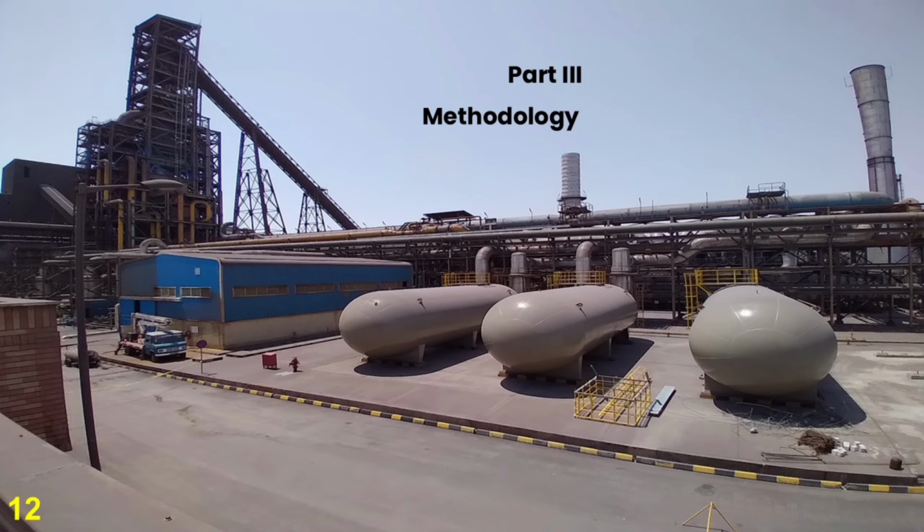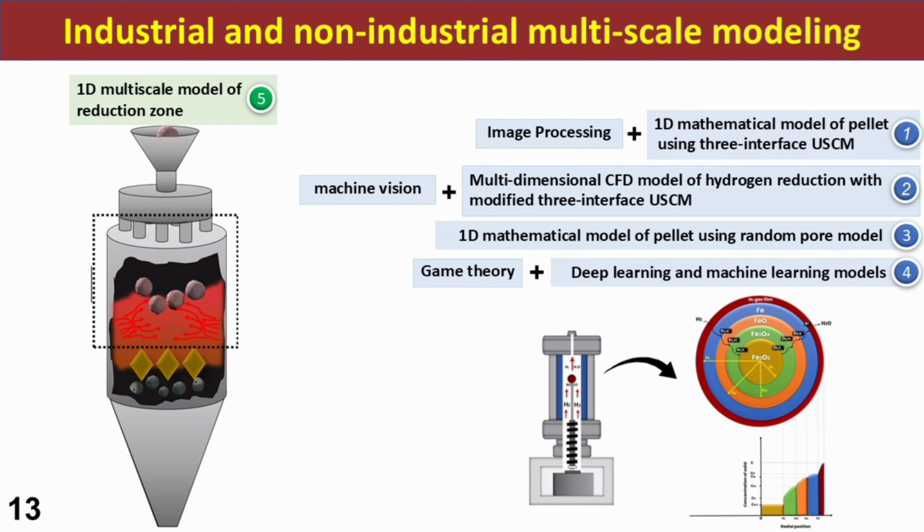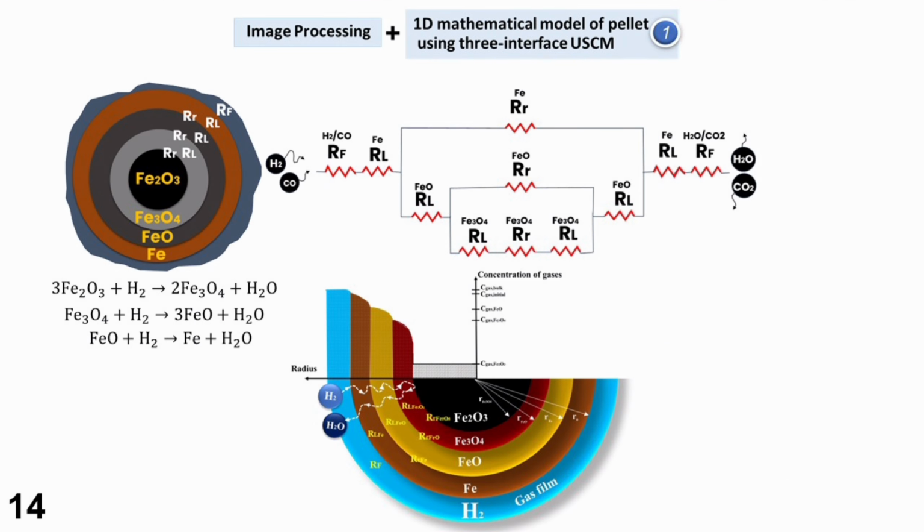The methodology of this thesis is divided into 5 parts: 4 models on the mesoscale and one model on the macroscale. Each model provides specific features for analyzing various reduction parameters. The iron oxide reduction reaction involves 5 phases and includes 3 types of resistance: reaction resistance, diffusion resistance, and a gas film around the pellets.